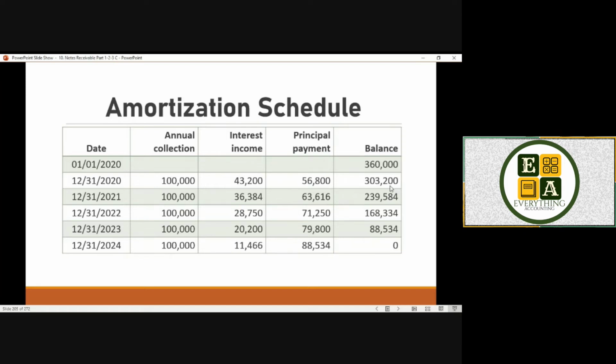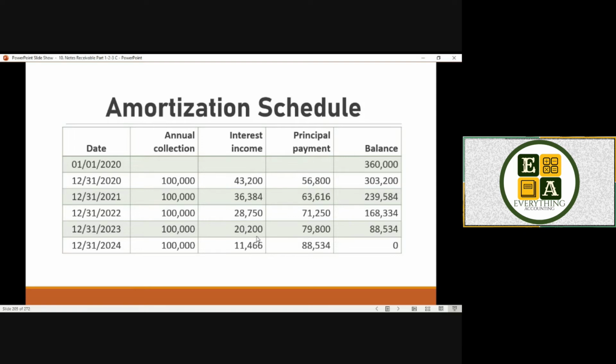Then do the same thing, 303,200 times 12%, that would be 36,384. Then deduct it from 100,000, we'll have 63,616. Then deduct it from 303,200, that would be 239,584. Then multiply again by 12%, that would be 28,750. 28,750, deduct it from 100,000, we'll have the principal payment of 71,250. So that would be 168,334. So 168,334 multiply again by 12%, that would be 20,200.